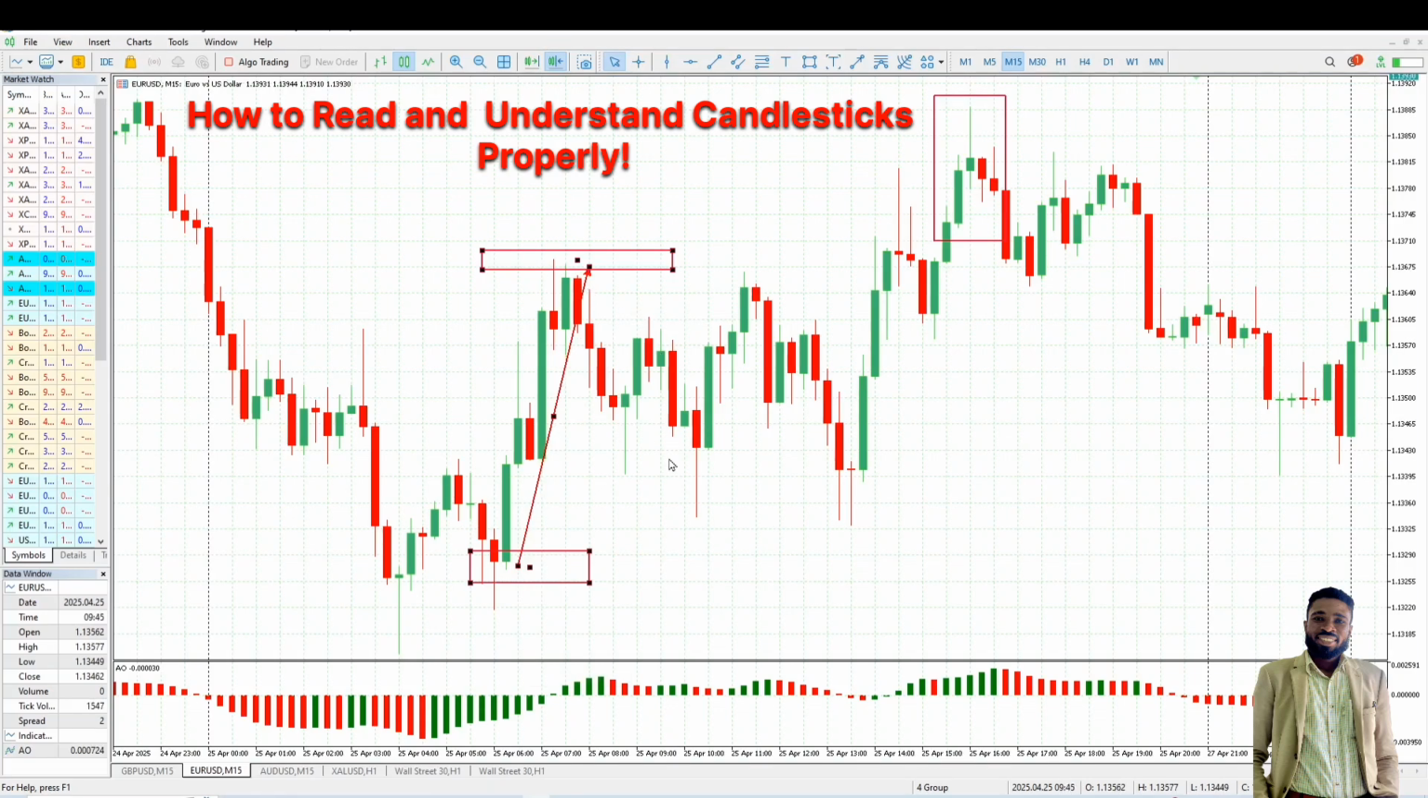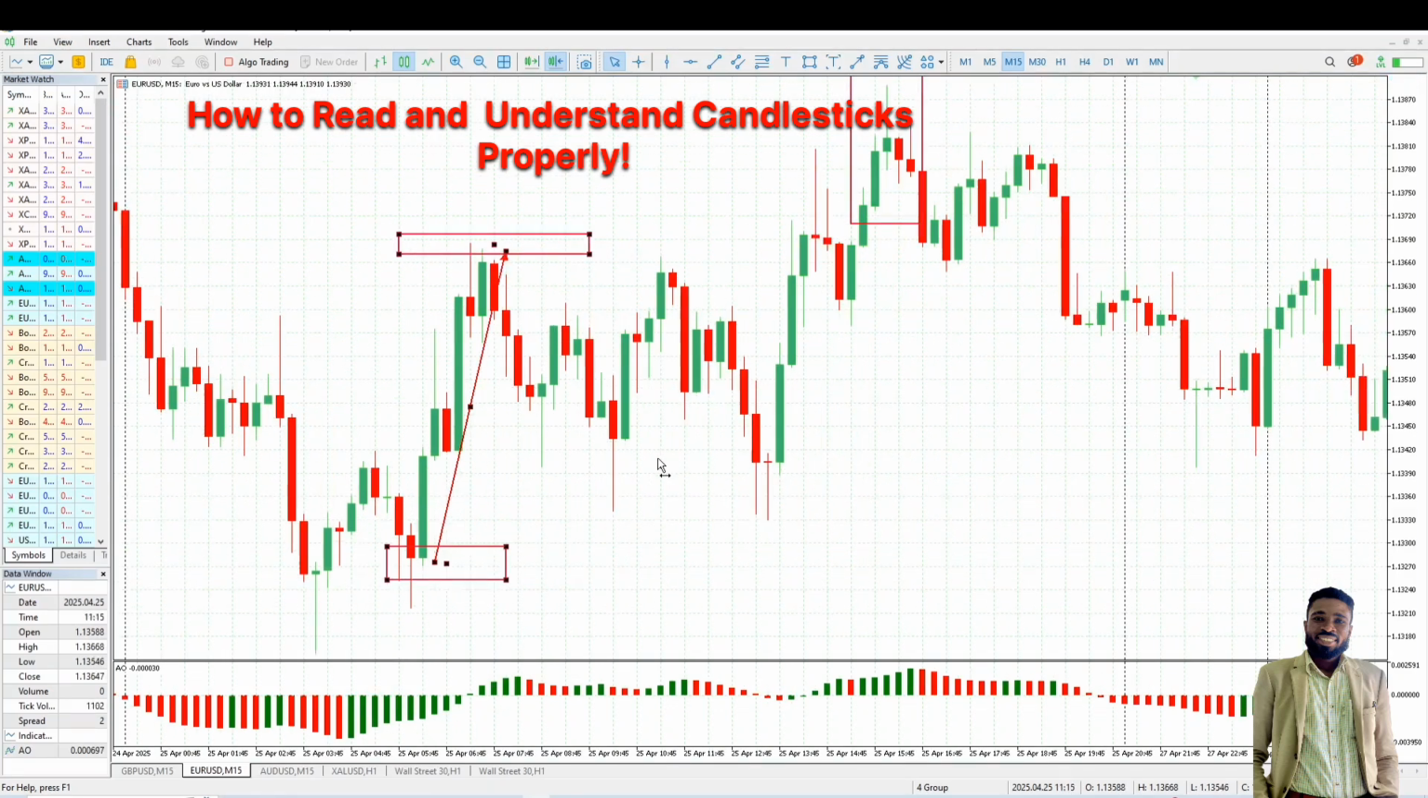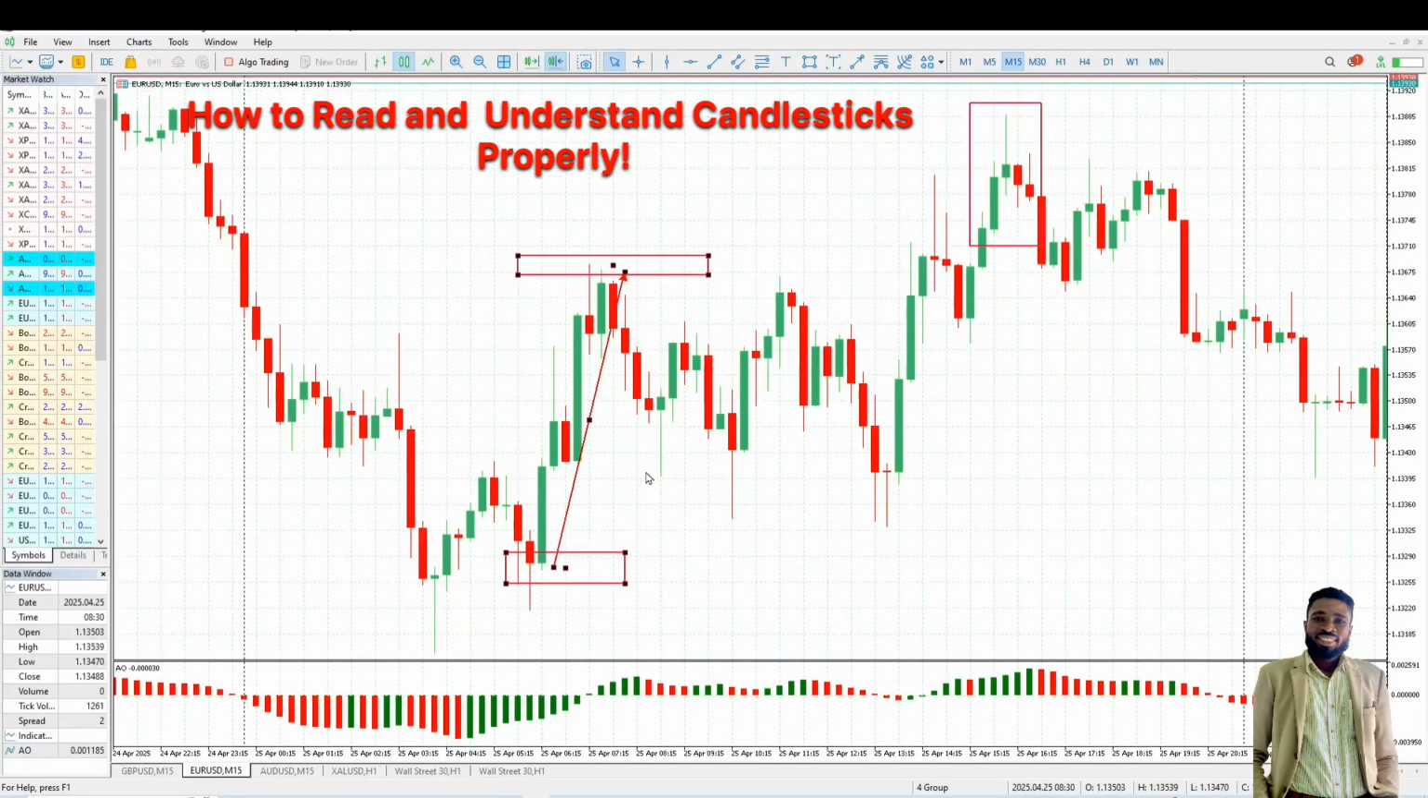So if you understand this, then it means that for you to be able to buy or sell in the market, you must know what the market is likely to do next and what the next candlestick is likely to do before you can even think of buying and selling. And this is what is going to give you a higher edge in the market.